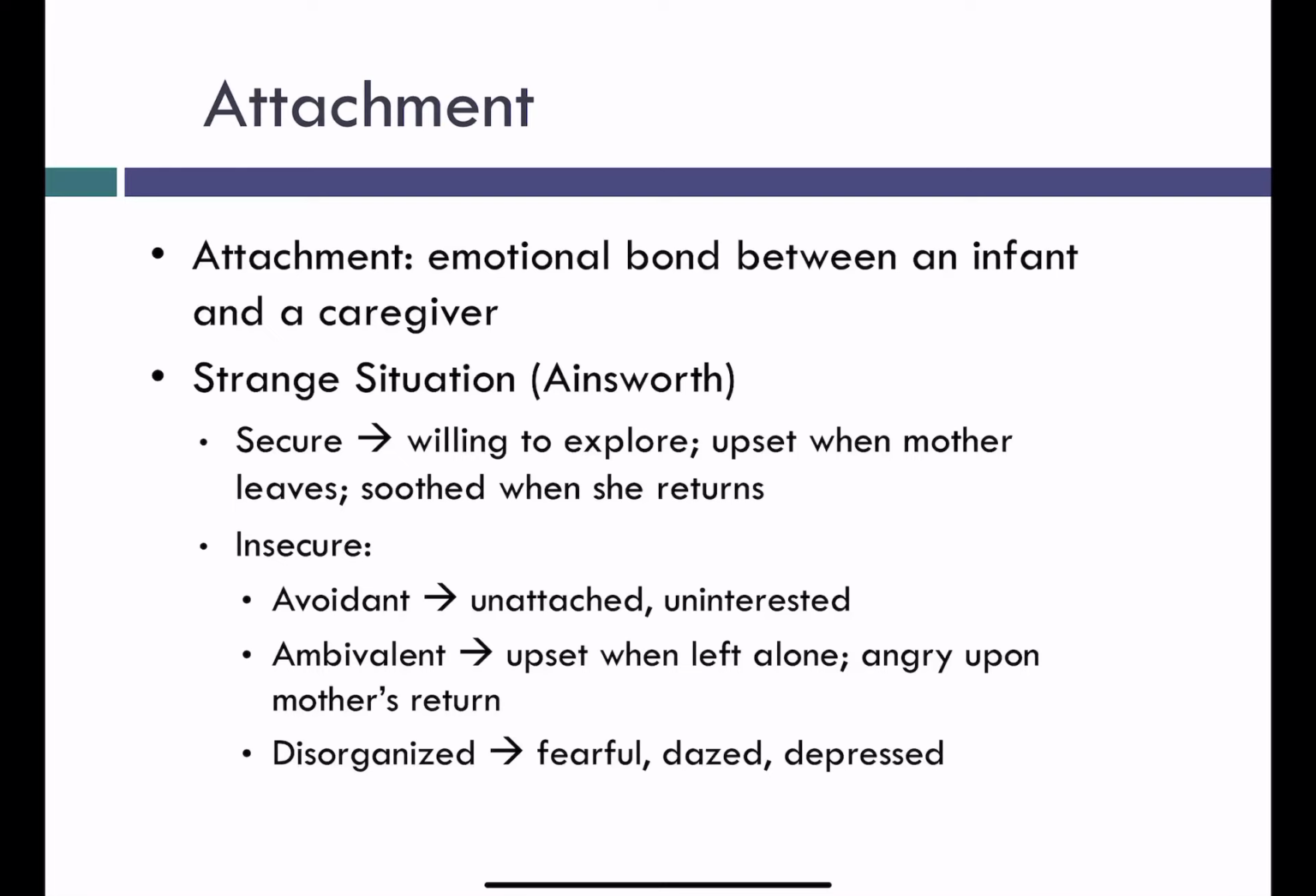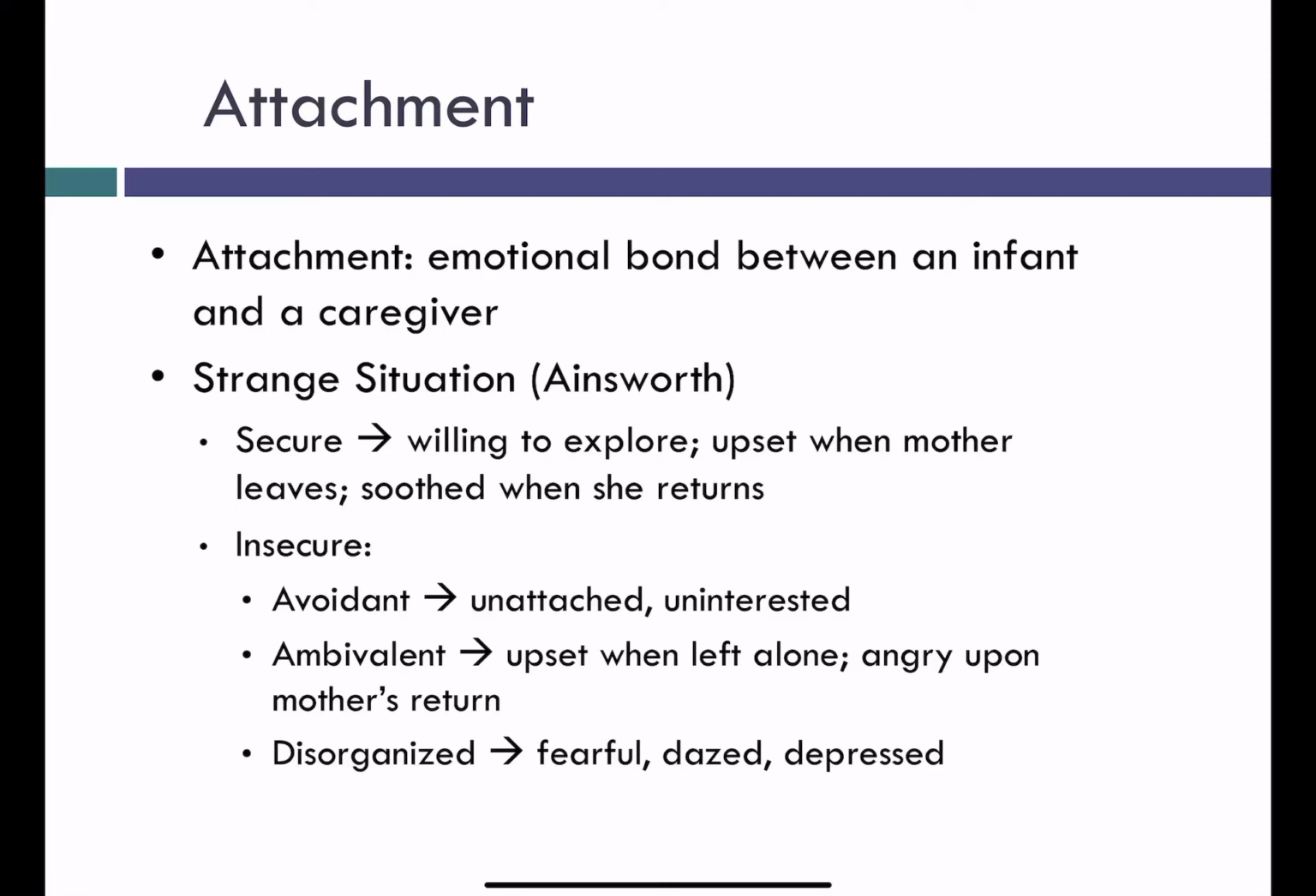So we define attachment as an emotional bond between an infant and a caregiver. I've got some videos posted on Moodle for you to take a look at. But Mary Ainsworth developed a strategy for testing this called the strange situation, in which infants and their parents come to the lab. The infant stays in the room and the parent leaves. They see how the infant reacts. They send a stranger in and see if the infant can be comforted by the stranger, and then send the mother back in and see whether she can calm the infant down.